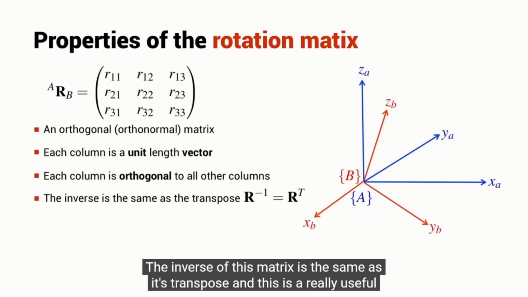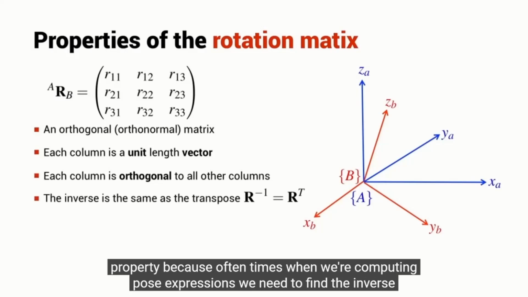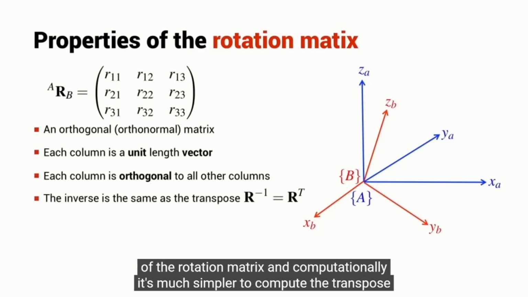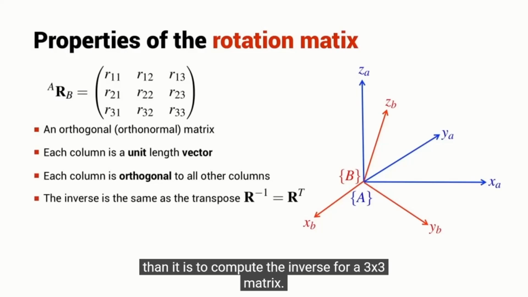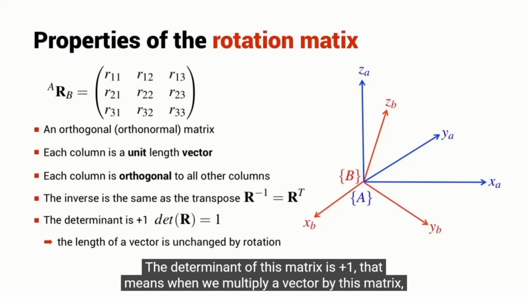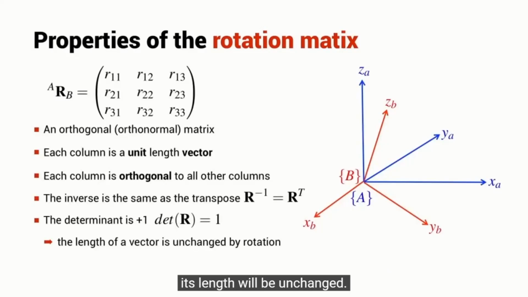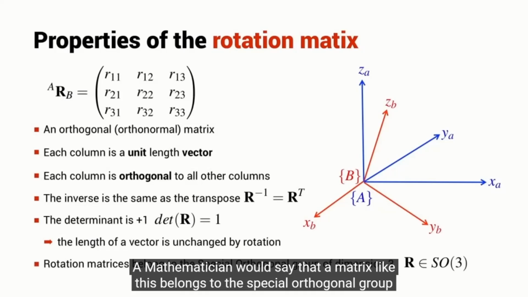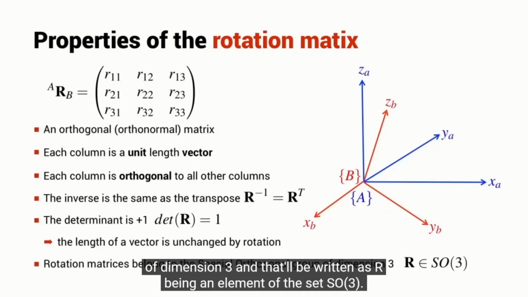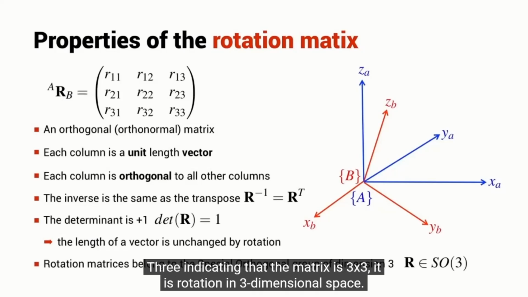The inverse of this matrix is the same as its transpose, and this is a really useful property because oftentimes when we're computing pose expressions, we need to find the inverse of the rotation matrix. And computationally, it's much simpler to compute the transpose than it is to compute the inverse for a 3 by 3 matrix. The determinant of this matrix is +1. And that means when we multiply a vector by this matrix, its length will be unchanged. A mathematician would say that a matrix like this belongs to the special orthogonal group of dimension 3, and that would be written as R being an element of the set SO(3), 3 indicating that the matrix is 3 by 3, it is rotation in three-dimensional space.